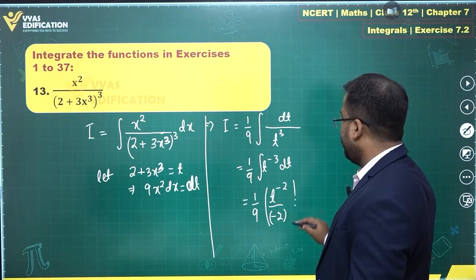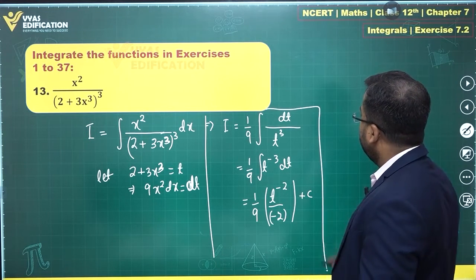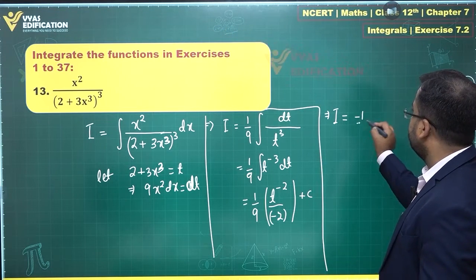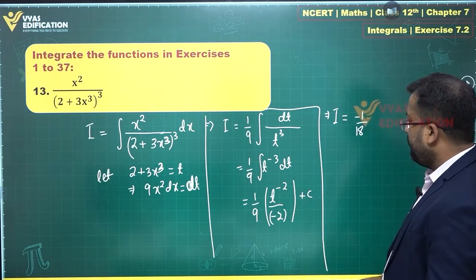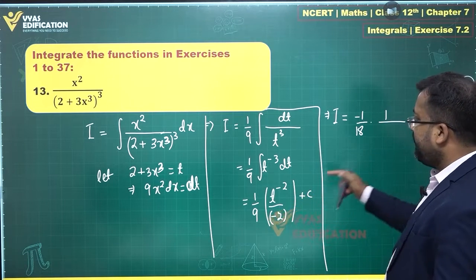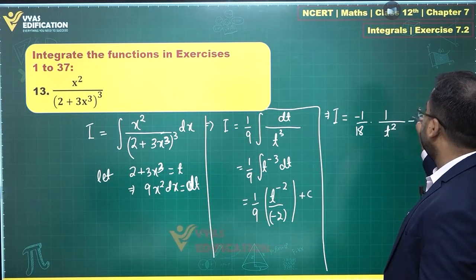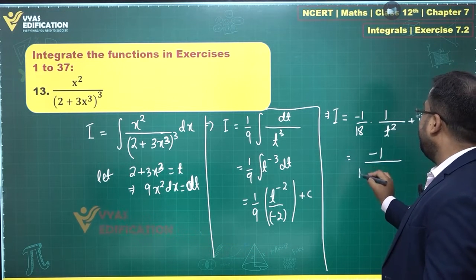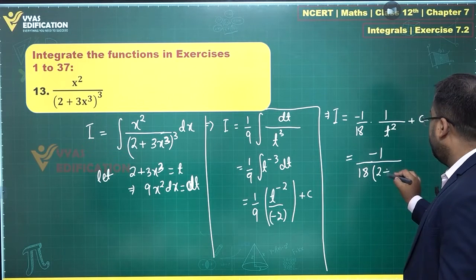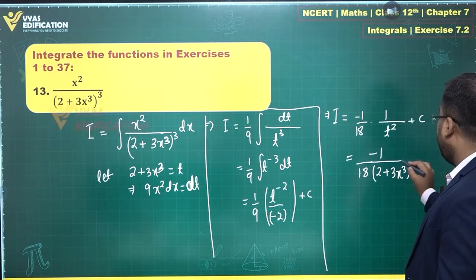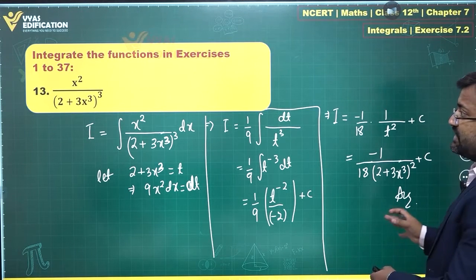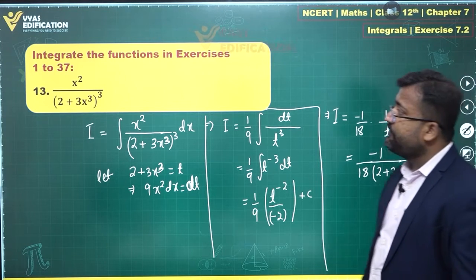You add a 1 and this is what you get, plus c. Which tells me that I is equal to, okay, you have an 18 in the denominator with a minus, and you have t power minus 2, which becomes 1 upon t power 2. Okay, let's write t power 2 plus constant, that is minus 1 upon 18 t square. T is 2 plus 3x power 3 square plus c is what I get as the answer for this 13th question, as you can see behind me. That's the 13th question for us, yes.